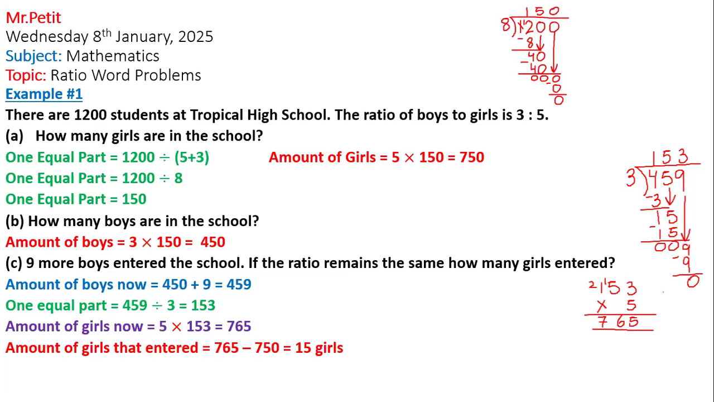But we need to figure out the amount of girls that entered. So it's going to be 765, right? 765 minus 750, which gives us 15 girls. And so the amount of girls that entered is going to be 15. And so that's how we could figure it out. So if 9 boys entered, then 15 girls must enter with that to keep the ratio the same.